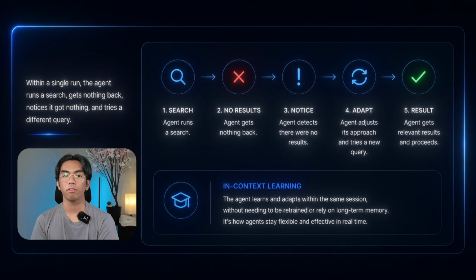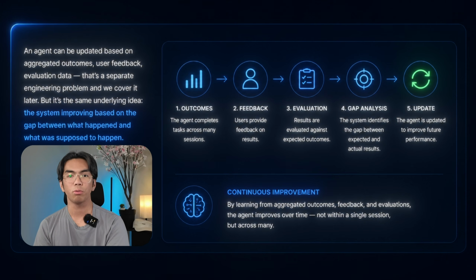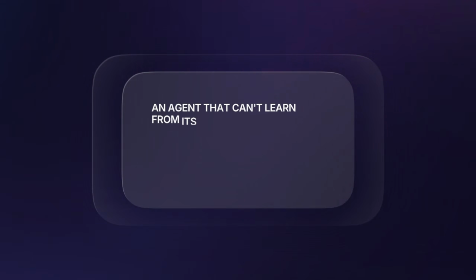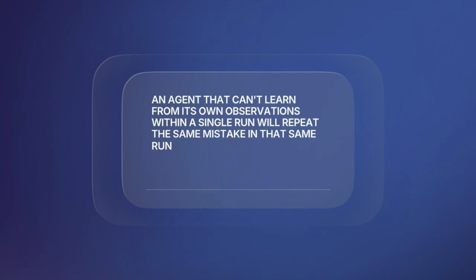The second timescale is longer, over many sessions. An agent can be updated based on aggregated outcomes, user feedback, evaluation data. That's a separate engineering problem and we cover it later. But it's the same underlying idea, the system improving based on the gap between what happened and what was supposed to happen. Here's the point for now. An agent that can't learn from its own observations within a single run will repeat the same mistake in that same run. It will run the bad search 5 times. That's a fundamental failure mode, and you design against it from day one.